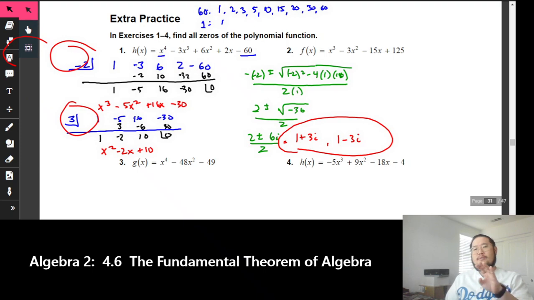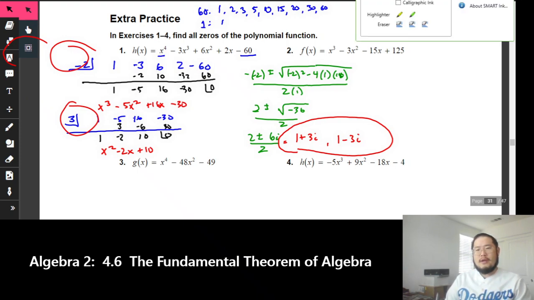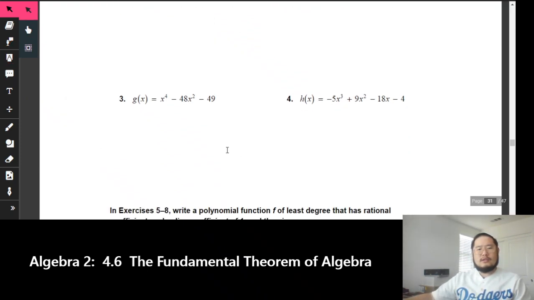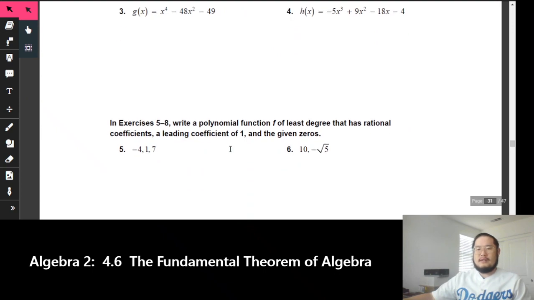Okay, there is a possibility, because this is x to the 4th power, the degree of the polynomial, that we have 4 total solutions, but they're not all real. Okay, they are not all real. Let's take a look next up at number 3.